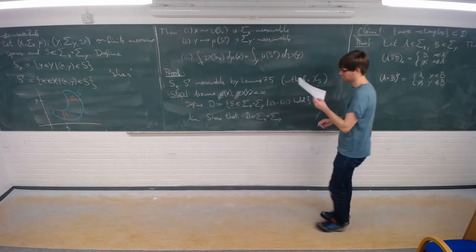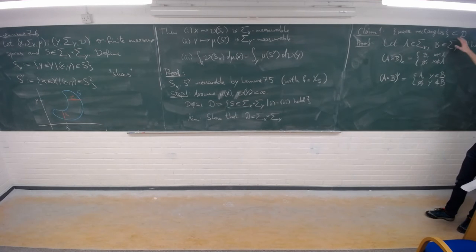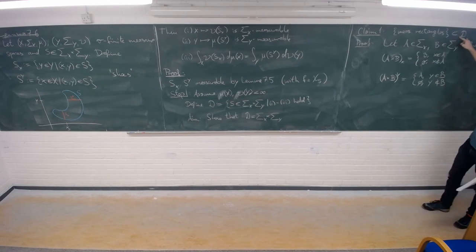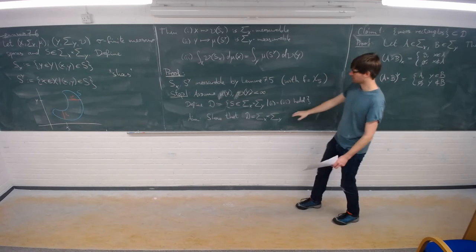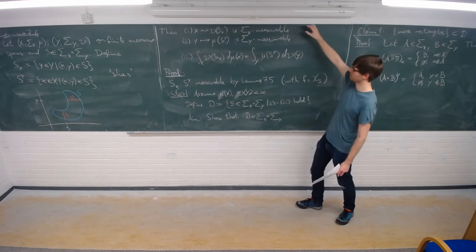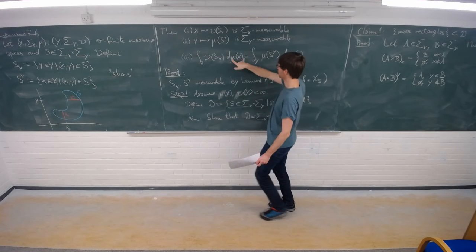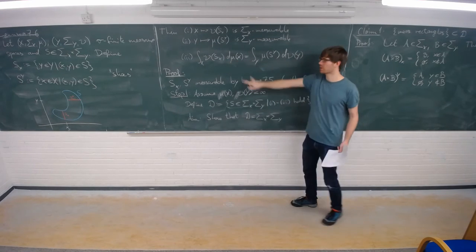And what do we want to show? We want to show that measurable rectangles are in D, which just means that for measurable rectangles, these three properties hold, right? So we have to show that this function is measurable, this function is measurable, and we have to show this equality of integrals.